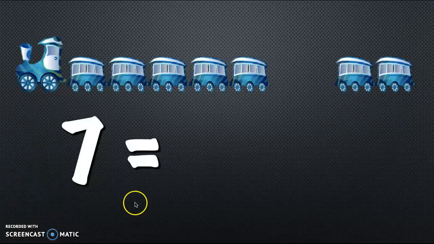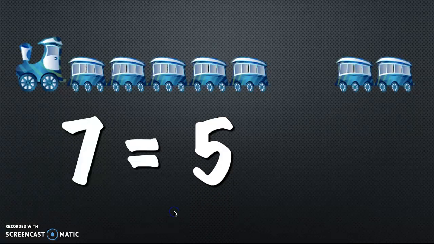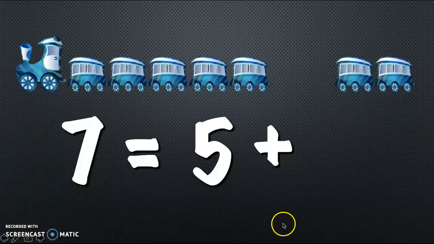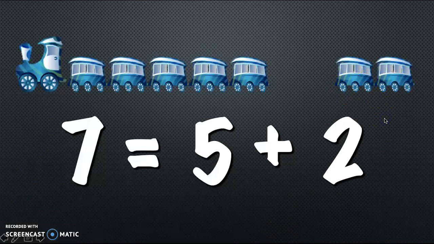Excellent. Now what's this first big part? How many cars are in that first big part, friend? Go ahead and count them. Great. Yes, there's 5. 7 is equal to 1, 2, 3, 4, 5. 5 plus, we got to add in this other part, otherwise I don't know where that part of the train's going to go. So 7 is equal to 5 plus, and how many train cars do we have over here? Perfect, 2. That's our beautiful number sentence.